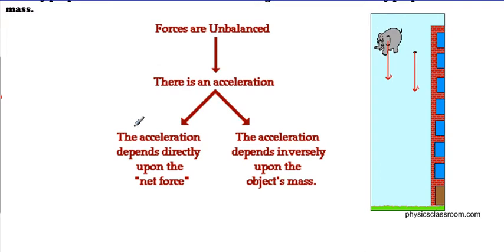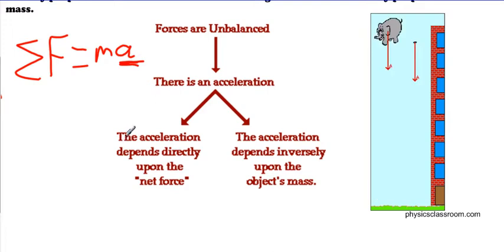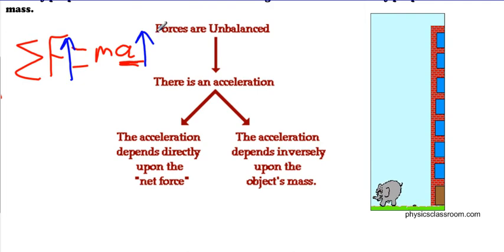So the way to look at this flowchart, if you have unbalanced forces, that means that you will have an acceleration, because if you have a net force, sigma F, that means that your mass will have an acceleration. This acceleration depends directly upon the net force, which means as the net force increases, the acceleration also increases.